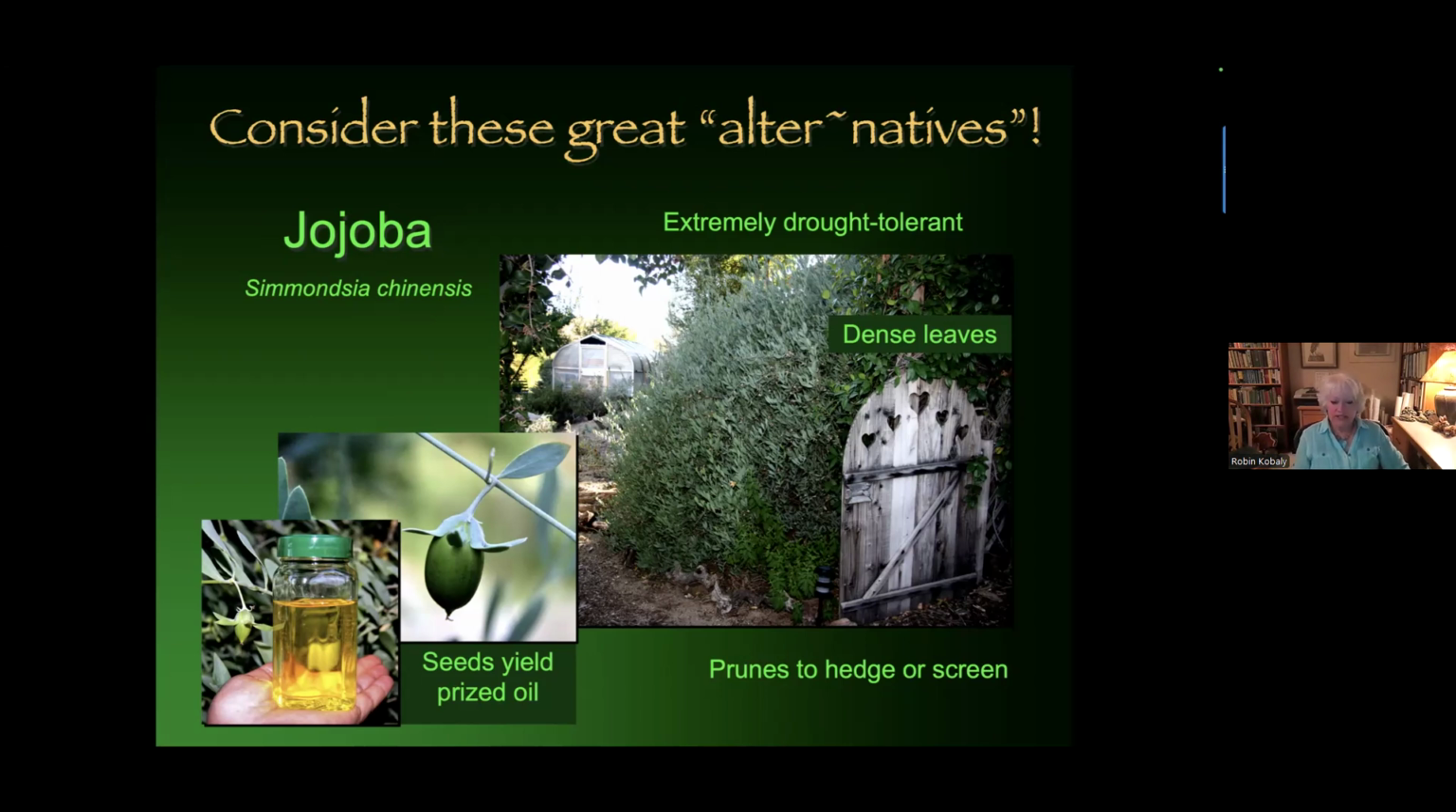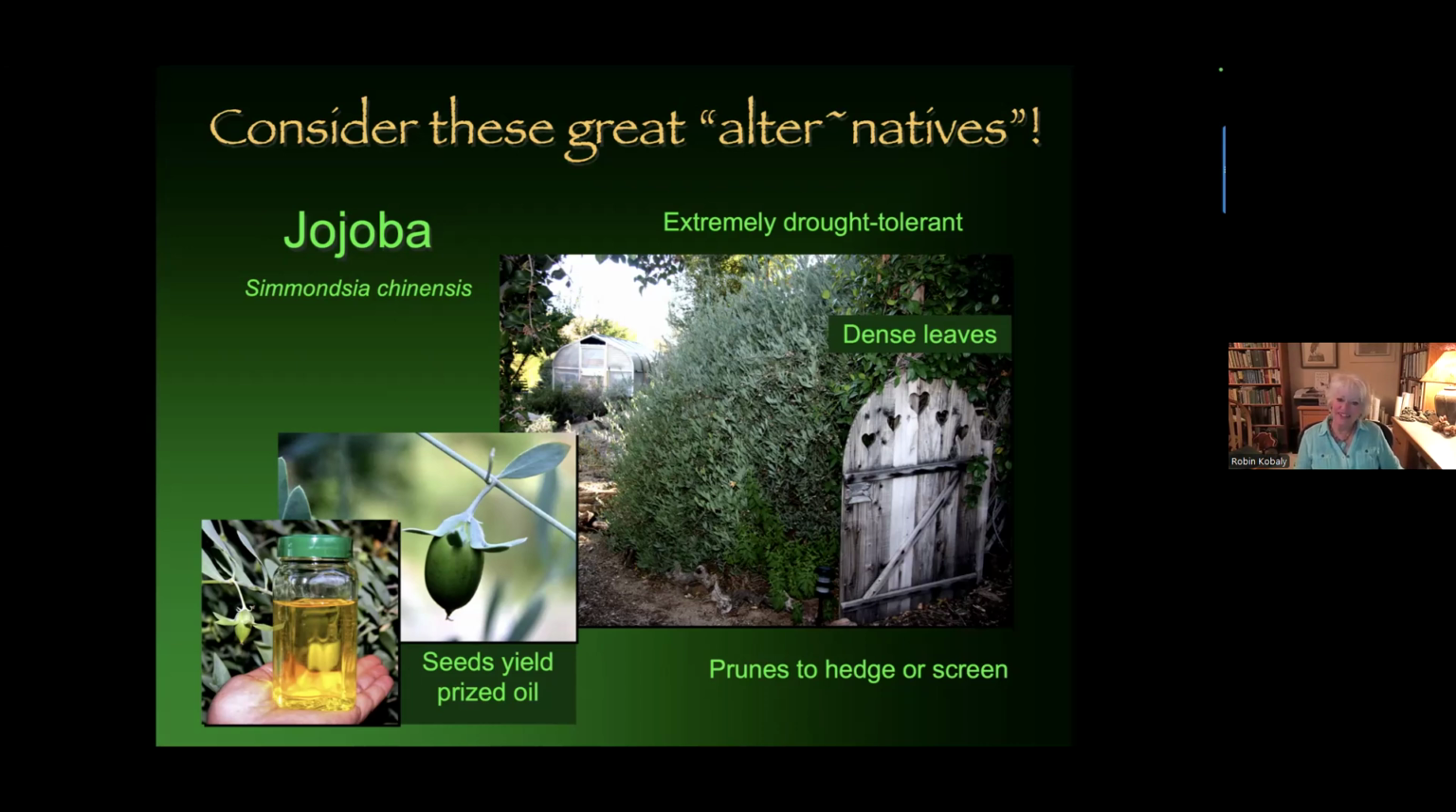Jojoba also is prized because it is where we get jojoba oil, which is not an oil, it's a liquid wax. So it never goes rancid, and it's chemically very, very similar to the sebum that we produce. So it's the perfect oil to put on your skin because it doesn't clog your pores, and you're basically putting a replacement for your own skin oil on with this.